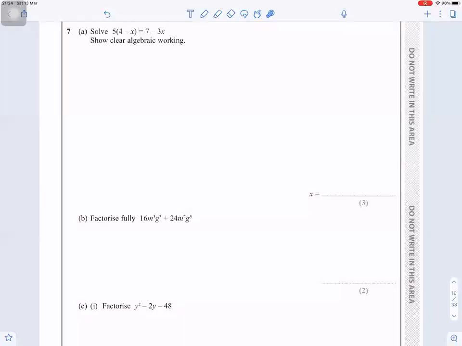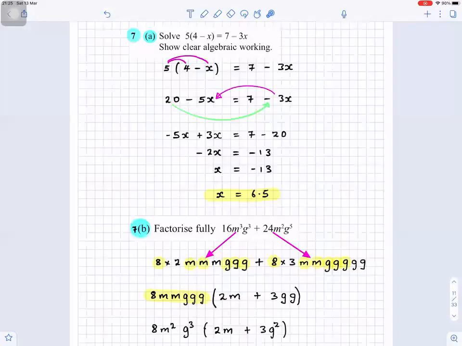Question number 7. Solve 5 bracket 4 minus x equals 7 minus 3x. Show clear algebraic working. Part B is to factorize fully, and then part C is to factorize. So question 7a, to solve that, we have to remove the bracket first. So 5 times 4 is 20, and 5 times minus x is minus 5x. So 20 minus 5x is equal to 7 minus 3x.